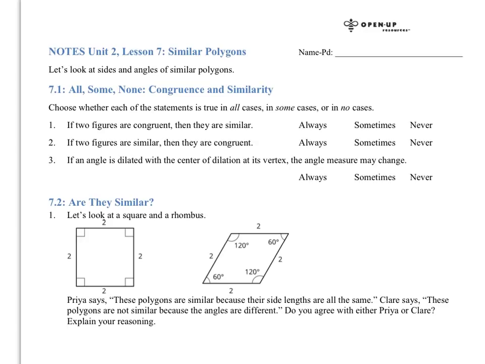The objective for the Lesson 7 notes is to identify similar figures using corresponding angles and sides. Before we get into that actual objective, we'll go ahead and review congruence and similarity in this first activity. If you read the directions, it says choose whether each of the statements is true in all cases, in some cases, or in no cases. Before we look at this activity further, I'd like to review what congruence and similarity mean.